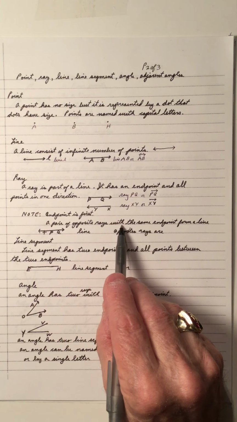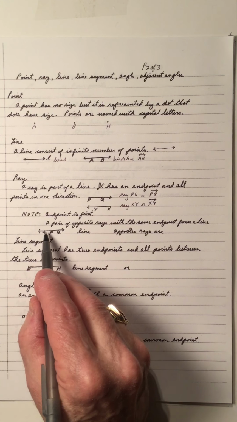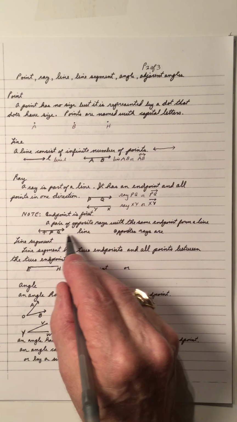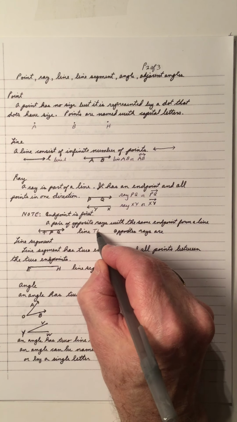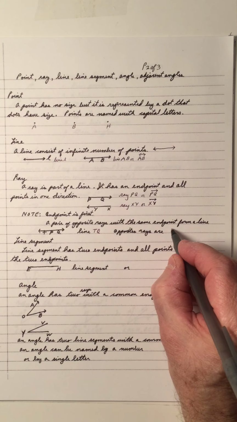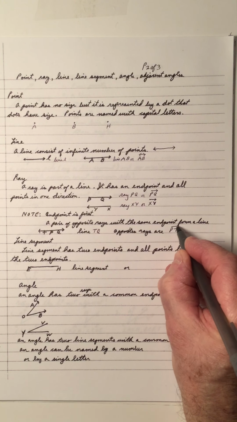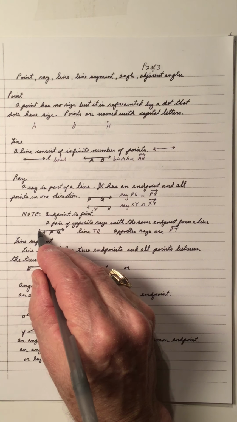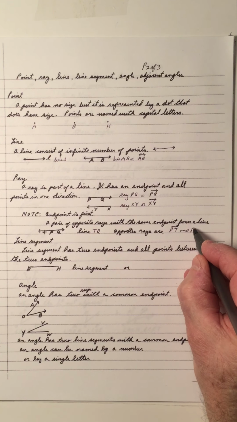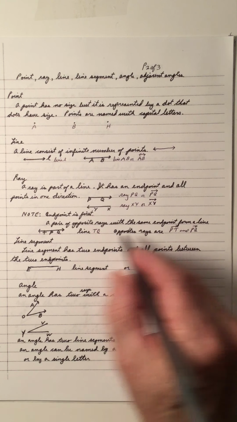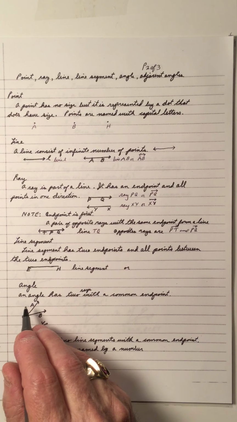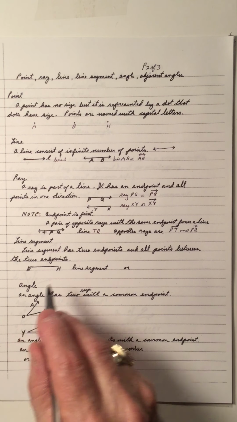A pair of opposite rays with the same endpoint form a line. So if you take the ray PQ, so this is the line, we can say that's the line TQ if we want. The line TQ. The opposite rays are PT and PQ. So note P going to T, P going to Q, they're moving in opposite directions. So two rays with the same endpoint form a line.